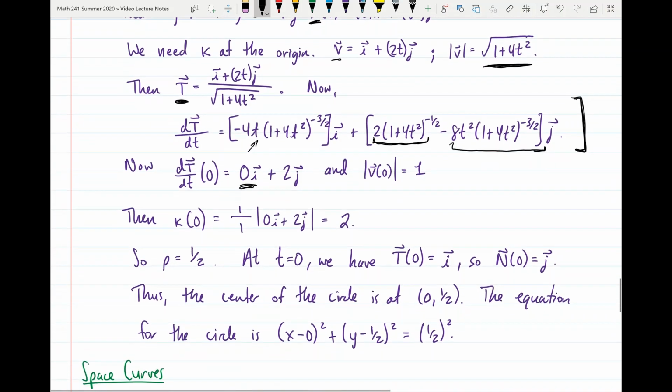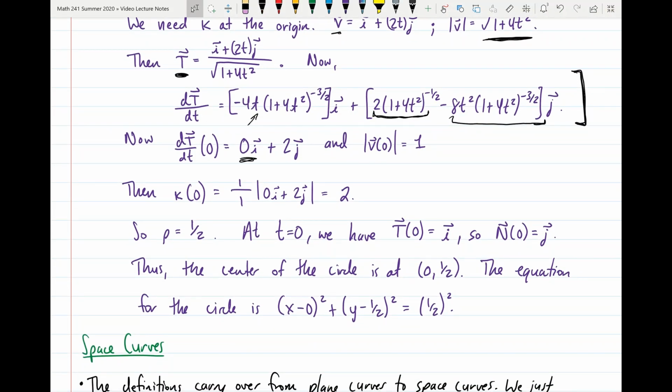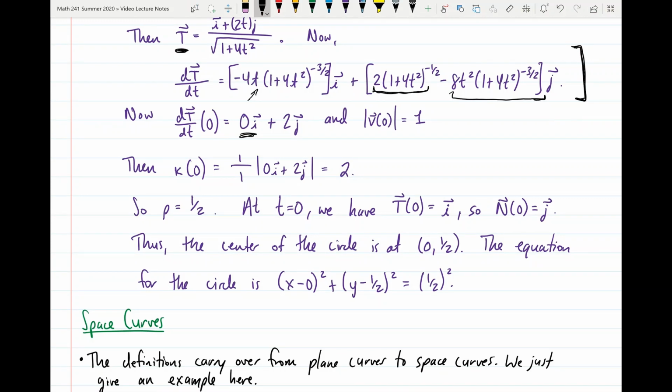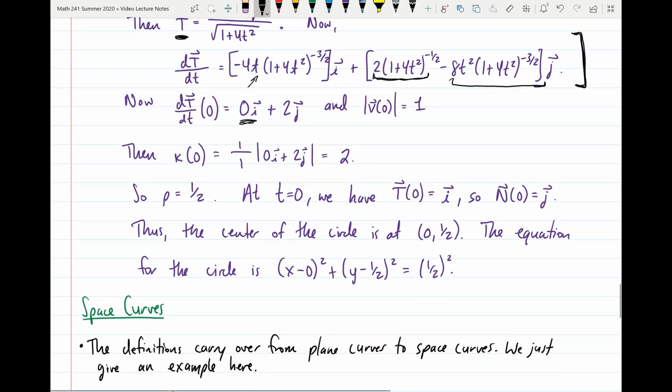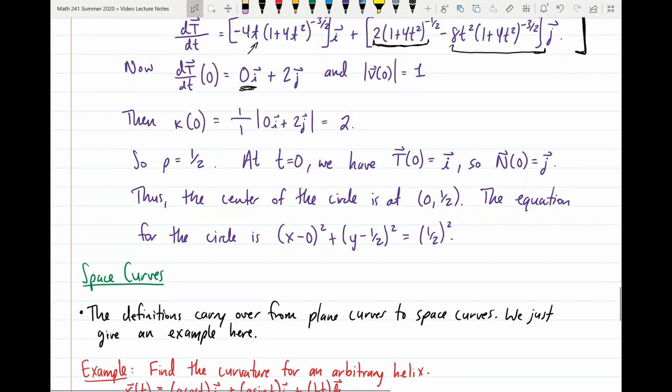And at this point, we can finally figure out the curvature at 0. The curvature is equal to 1 over the magnitude of the velocity at 0 times the magnitude of the derivative of the unit tangent vector with respect to t at 0. And this is ultimately going to be equal to 2. So the curvature at the origin is equal to 2. And because of that, the radius of curvature is going to be equal to 1/2. So the radius of our circle of curvature is equal to 1/2.